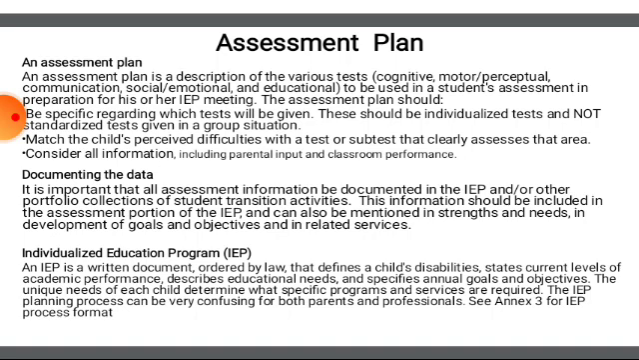Documenting the data. It is important that all assessment information be documented in the IEP. It is very important to document every information.